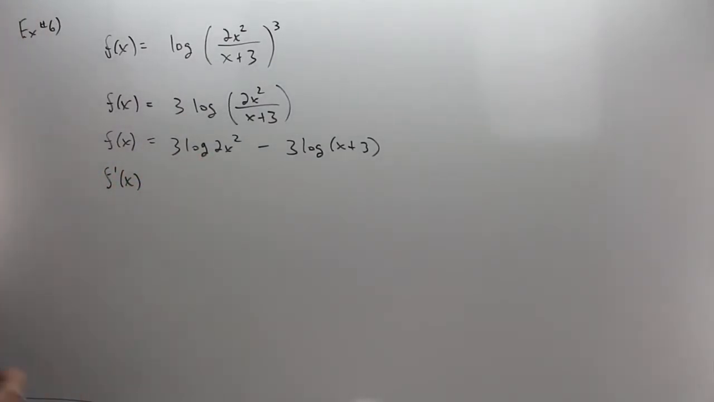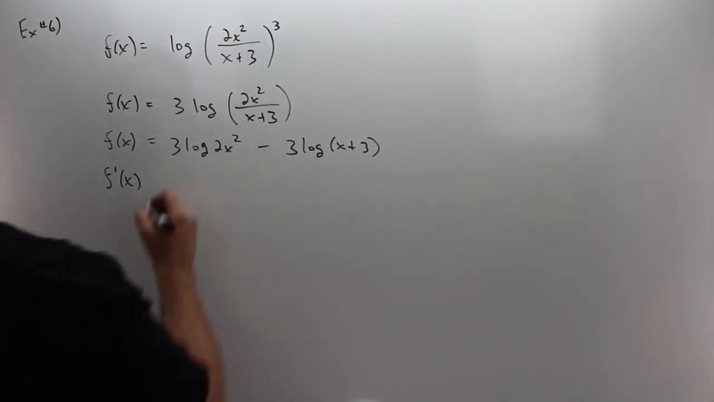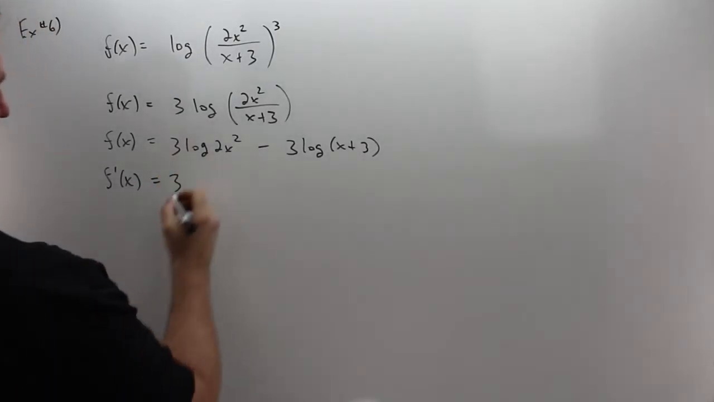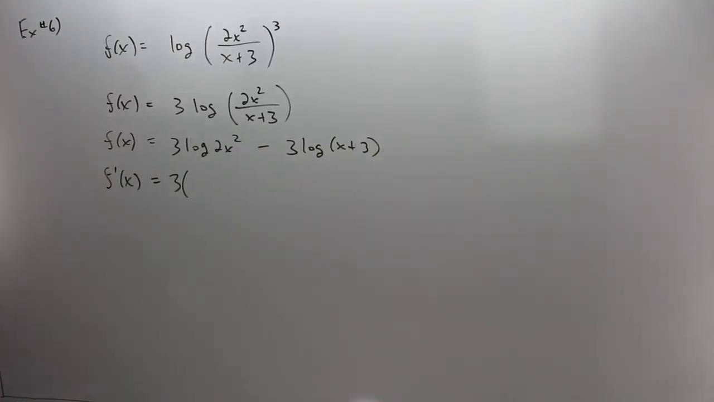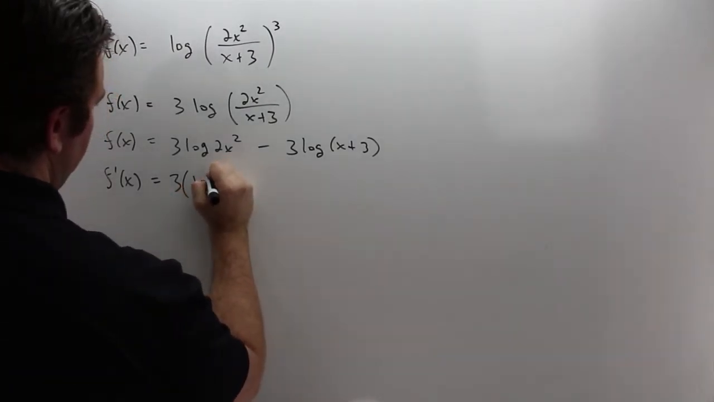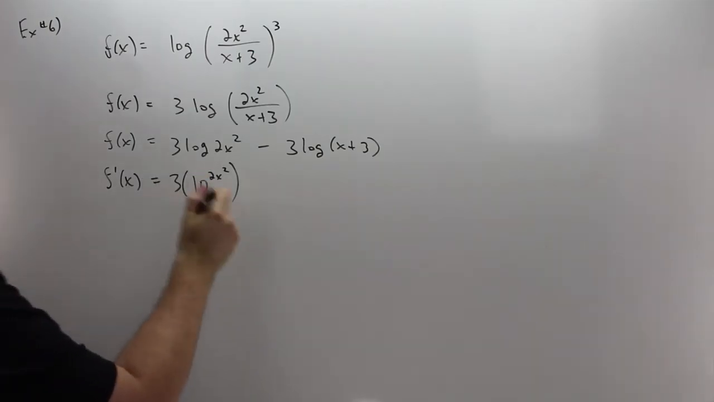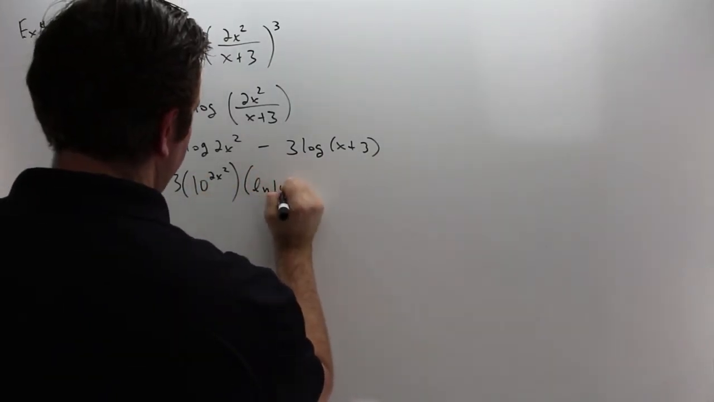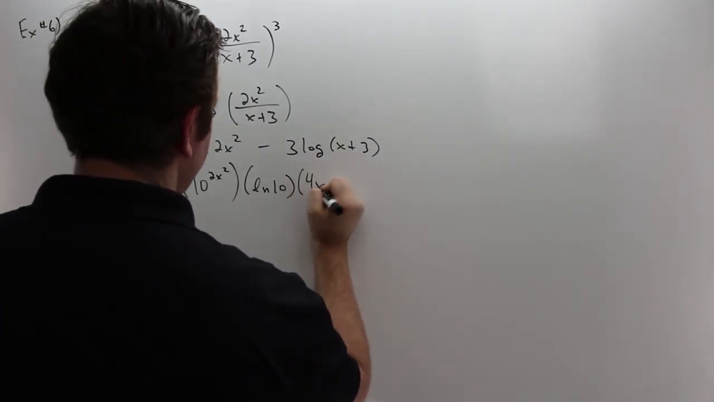Now remember with logs, if there's no base, that means that the base is 10. It's kind of like with square roots or radicals. If there's nothing written in the radical, it's assumed that it's 2. Alright, so let's work this through. Keep the 3 in front. First rule of taking the exponent of logs. We take it to the base and then to that exponent, so 2x squared. Okay, then we take ln of the base, which is 10. Then we take the derivative of the function, which is 4x. Like so.